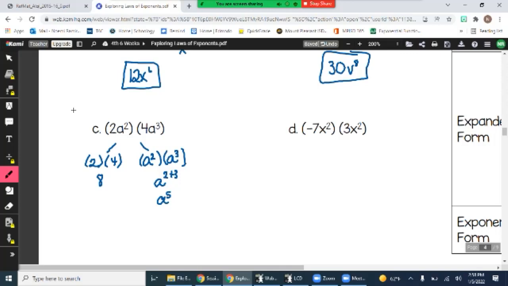Done with that, a to the 5. There's nothing else to do in that group. So let's put our groups back together again. 8, a to the 5. Once again, these are expressions. There's no equal sign. So yes, it's going to look a little weird.